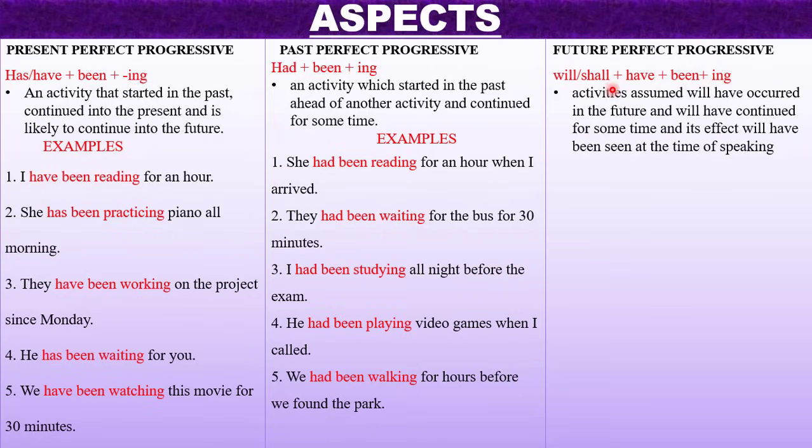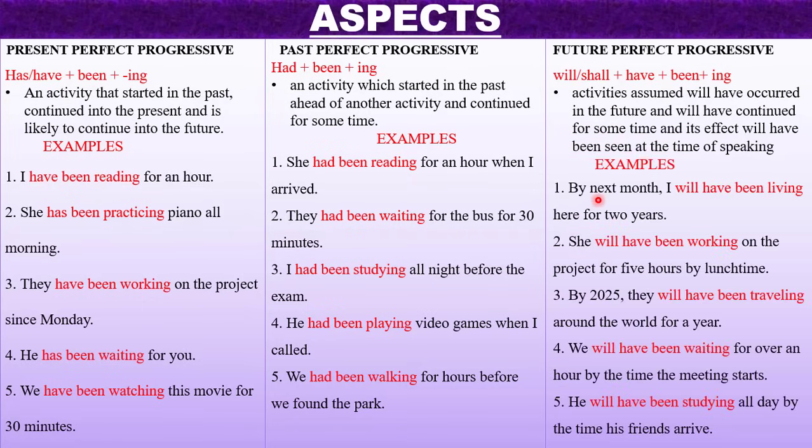So future perfect continuous. When do we use this? We use it to talk about activities that are assumed will have occurred in the future and will have continued for some time, and its effect will have been seen at the time of speaking. These examples will help us to understand what we are saying.